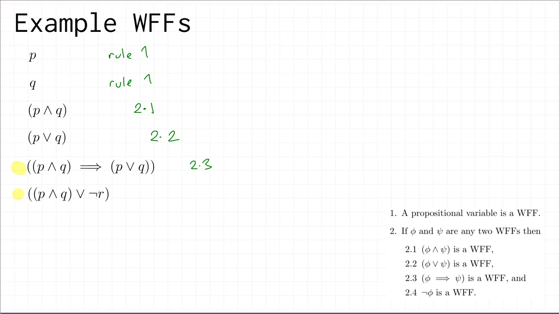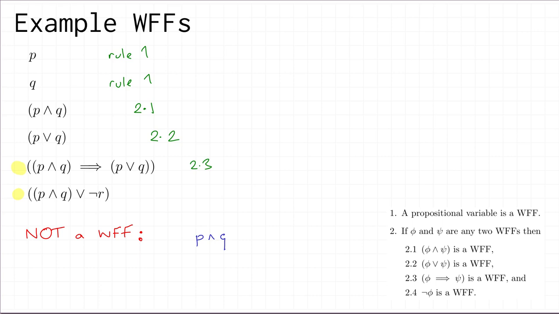So let's look at some examples of things which are not well-formed formulas. Okay, well, for example, if you just took P and Q with no brackets, that's not a well-formed formula. So remember, things are well-formed formulas if and only if you can make them using these rules, and you definitely can't make that using these rules.